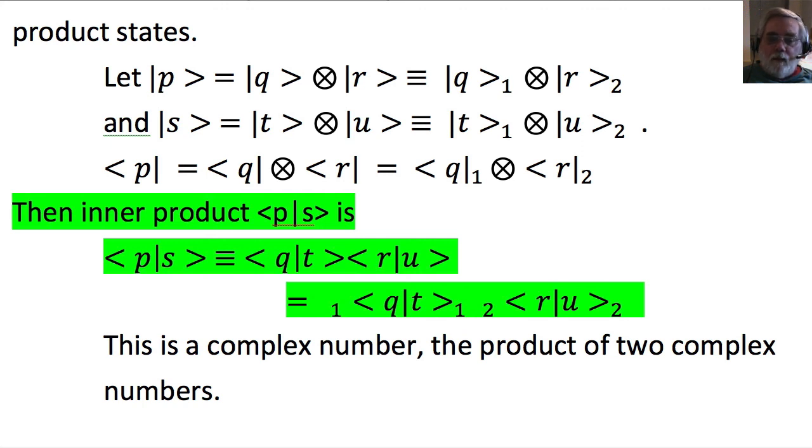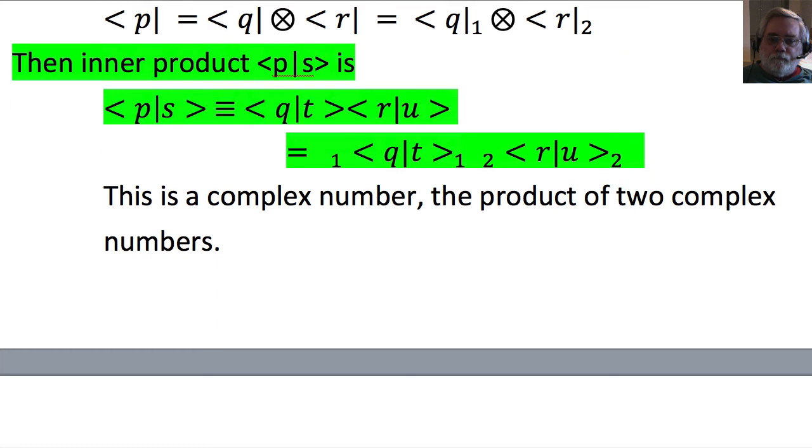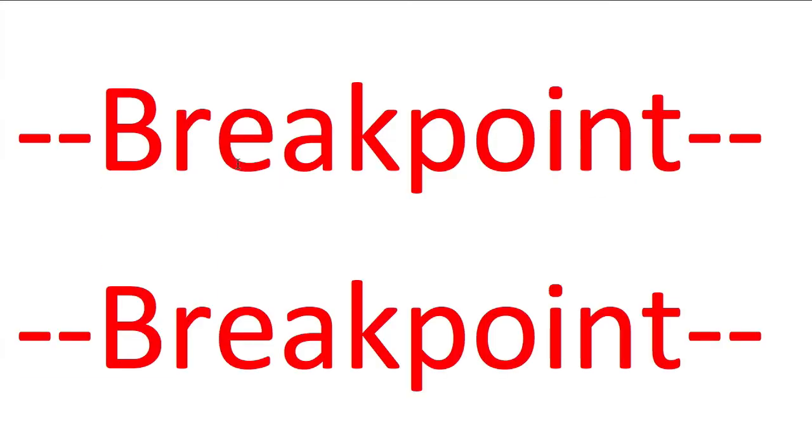It's a complex number. I mean, each of these single particle inner products was a complex number. So this is one complex number, this is another complex number. We're multiplying them together. The product of two complex numbers is a complex number. So the inner product for tensor states, bra P with ket S, is a complex number. This is a possible time to take a break.